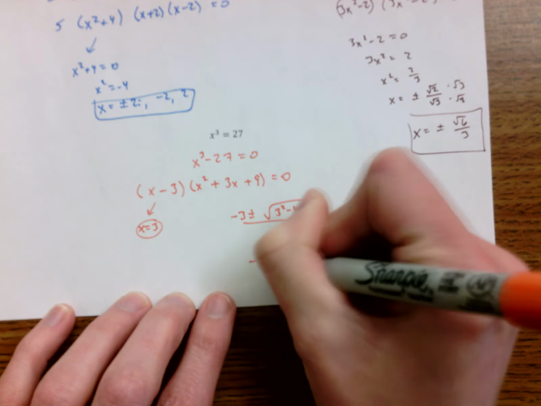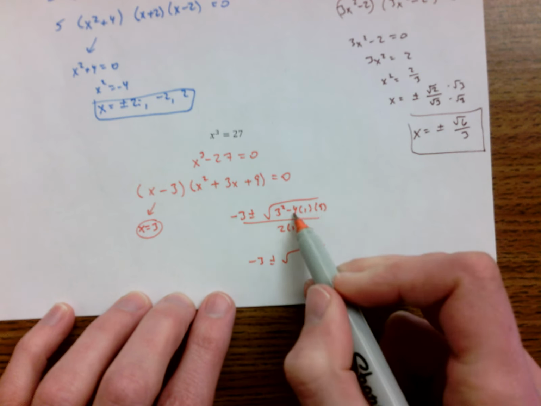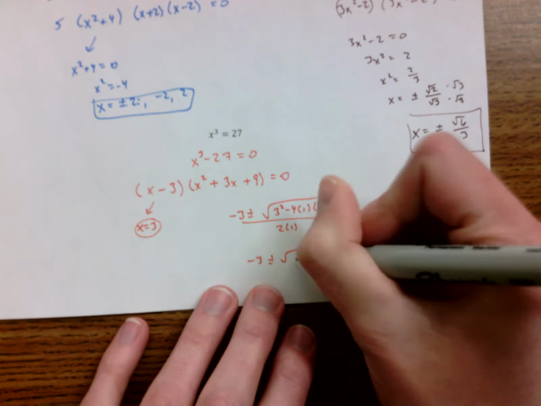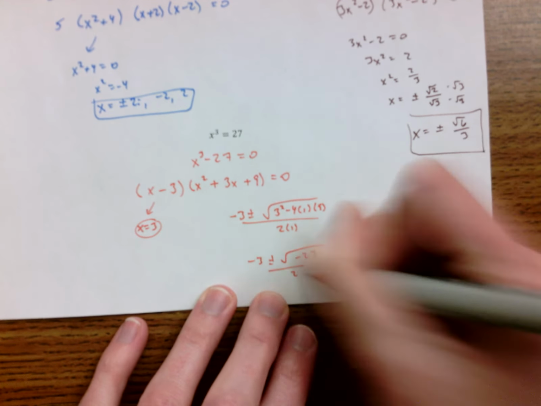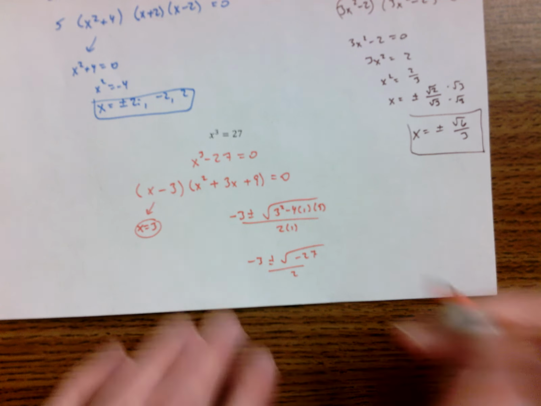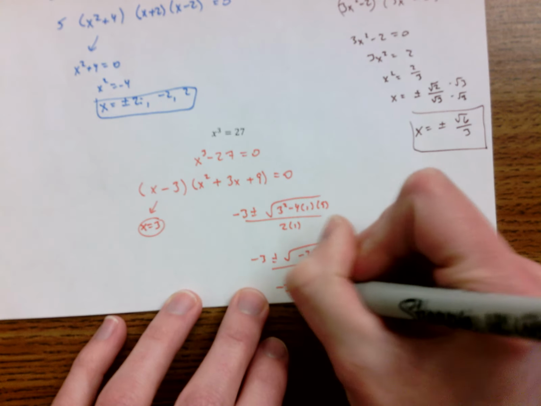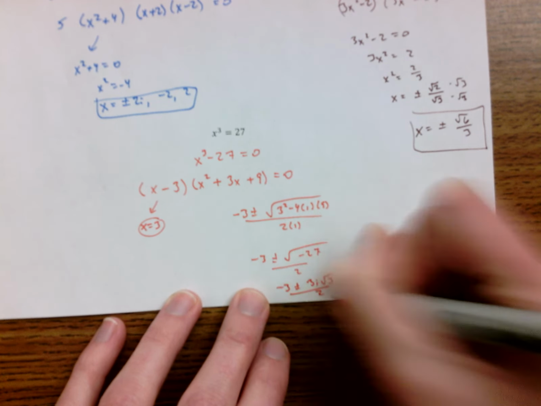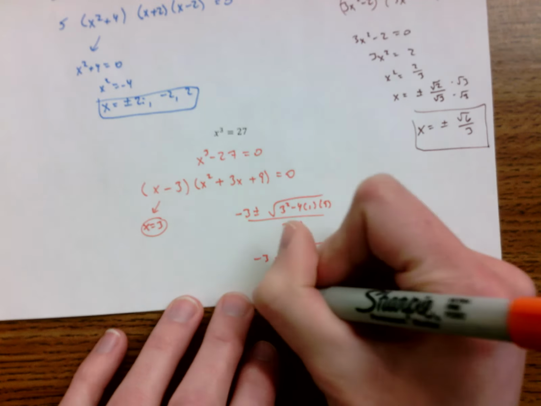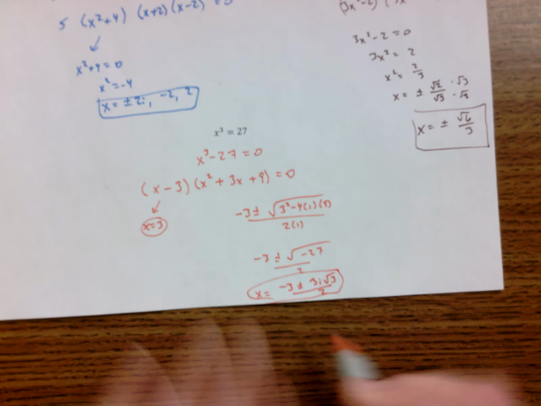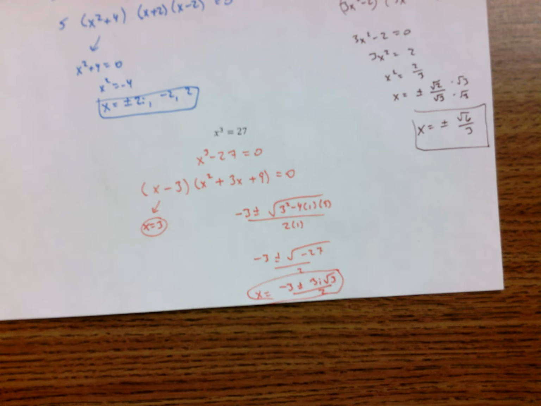So that's negative 3 plus or minus. It's going to be 9 and then minus 36. So that's negative 27 over 2. I can simplify that. That's 9 times 3, right? So I can simplify that, bring out the i. So it's going to be 3i root 3 over 2. Okay, so then there are my solutions. So I've got 3 solutions here, 1, 2, 3.